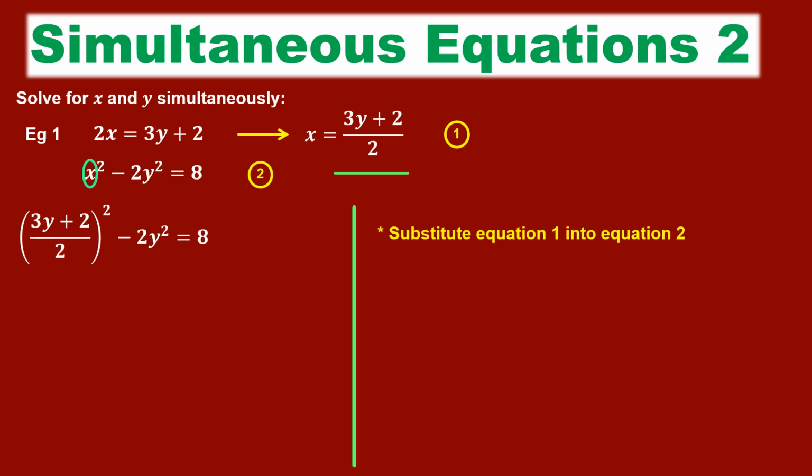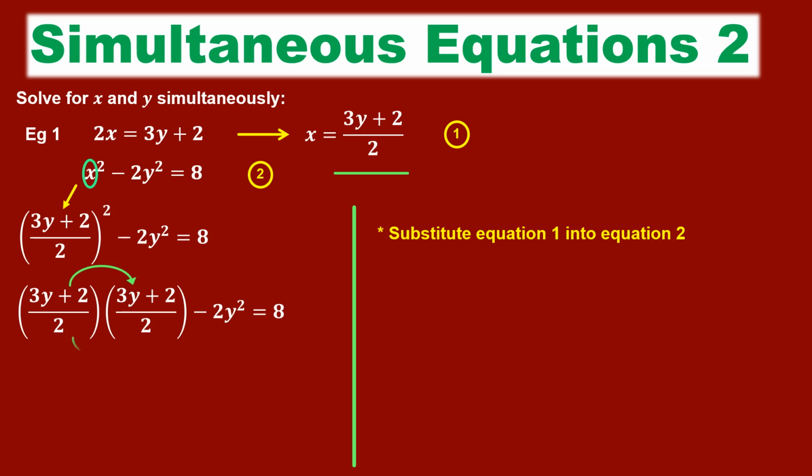The first thing we need to remember is if we are squaring something, we are multiplying it by itself. So in the next step, I suggest you rewrite the bracket twice. So 3y plus 2 over 2 times 3y plus 2 over 2 minus 2y squared is equal to 8. Again, it doesn't look very good, but if you just multiply the top with the top and the bottom with the bottom, it's much easier.